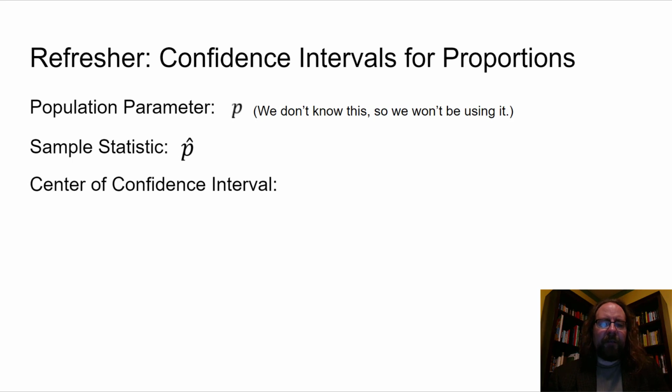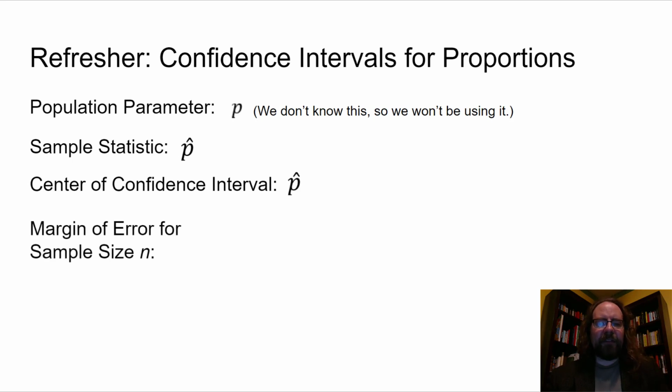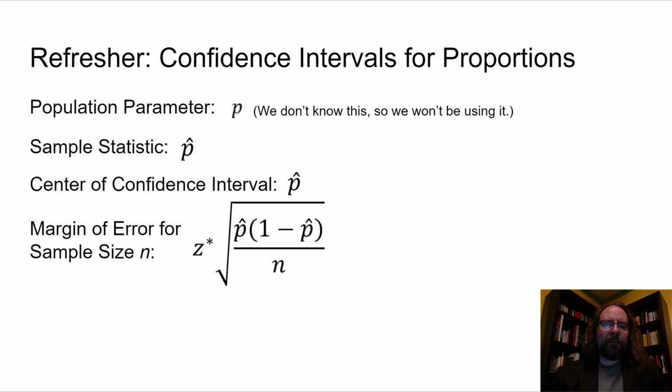The center of our confidence interval was always p hat, and around that center we constructed a margin of error based on our sample size. And that margin of error had a formula of z star, or a critical z, times the square root of p hat times 1 minus p hat over n. And that square root expression is from the standard deviation of a sampling distribution for a proportion. So that's where that came from.